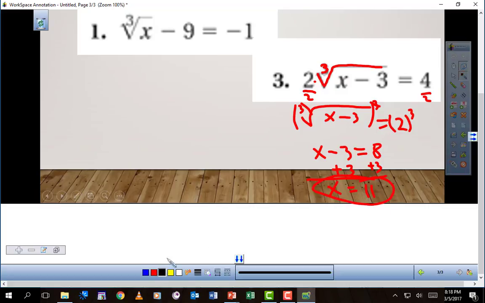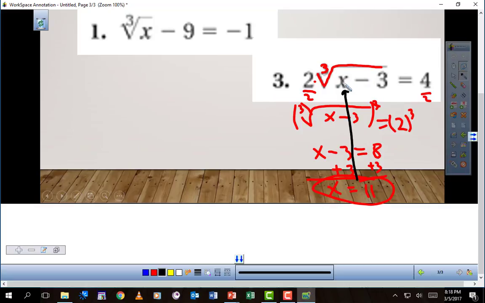Well, once again, it's not a bad idea to check this in the original expression. And this usually isn't going to be a problem with the cube root because you can take cube roots of negative numbers. But it might start to become a problem if we're doing a square root or something like that. Anyhow, let's just check and see if it works.